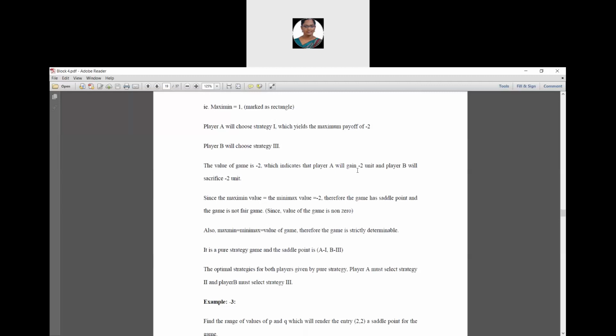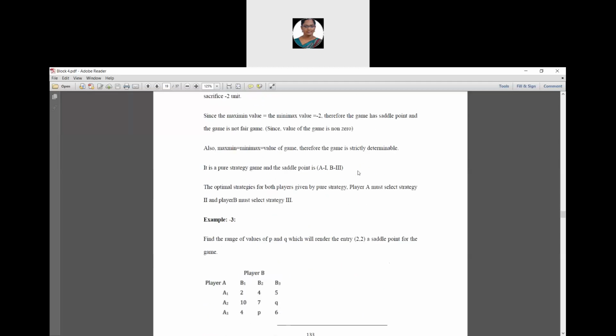It is a pure strategy game and the saddle point is in A1 and for B third place, 3. The optimal strategies for both players are given by pure strategy. Player A must select strategy 2 and player B must select strategy 3.